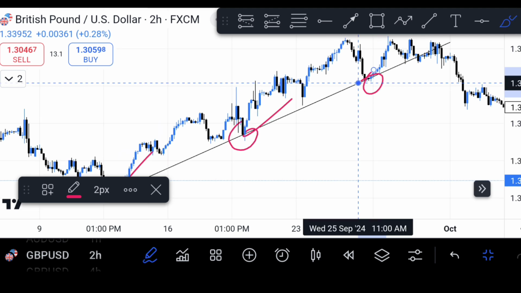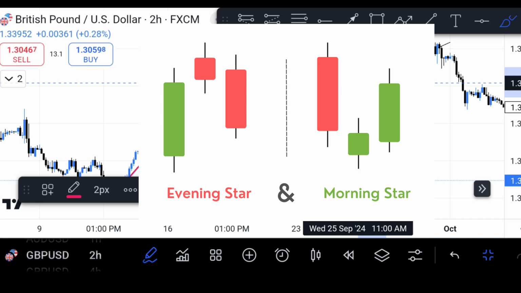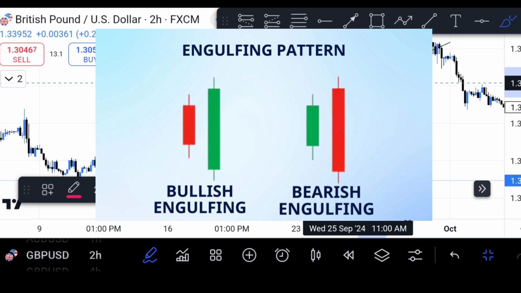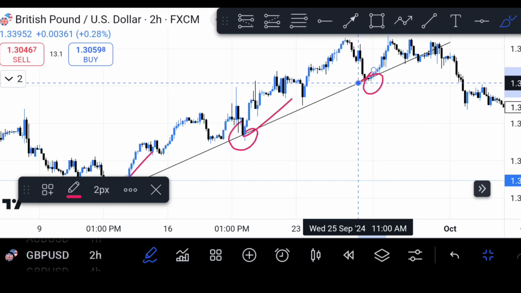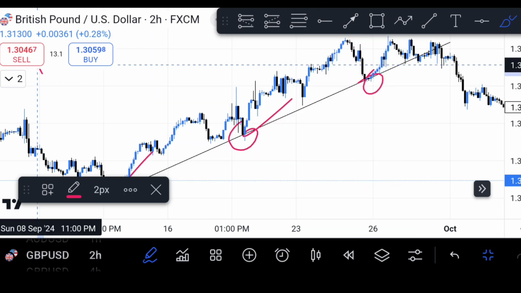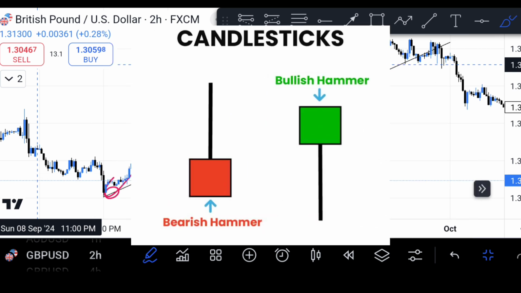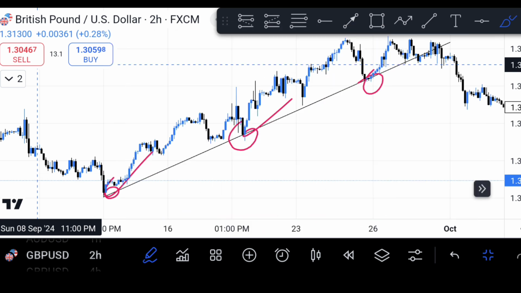The kinds of candlesticks that we are going to talk about: one is the morning star and evening star. We call them stars, together. Then we have the engulfing candle, the bullish engulfing and bearish engulfing together. We call them engulfing candles. And the last one that we're going to talk about is what we call the hammer. We have a bullish hammer and a bearish hammer, so together they are called hammer.